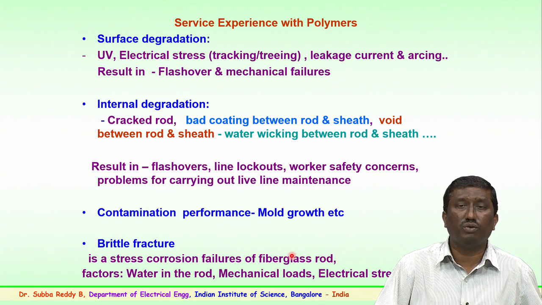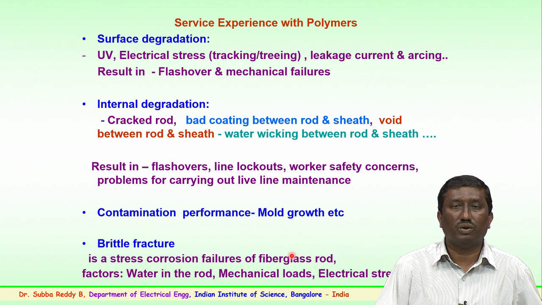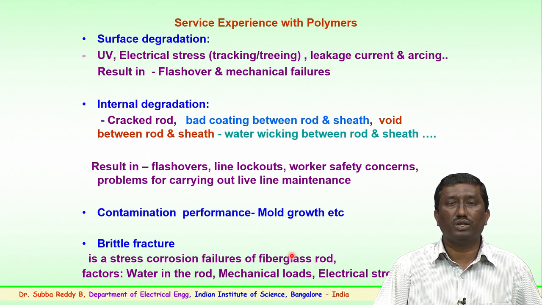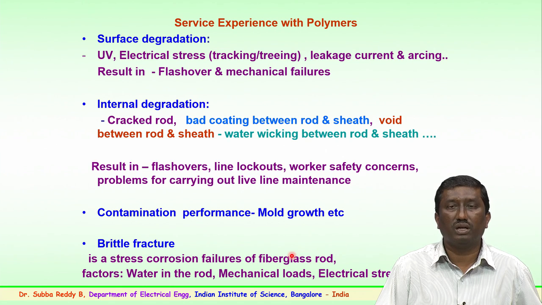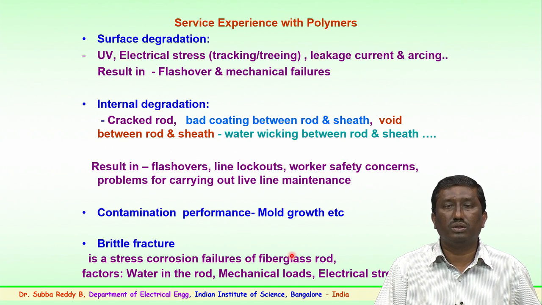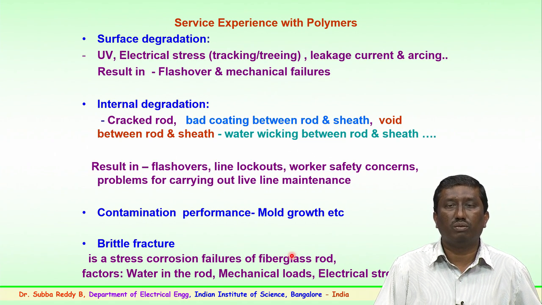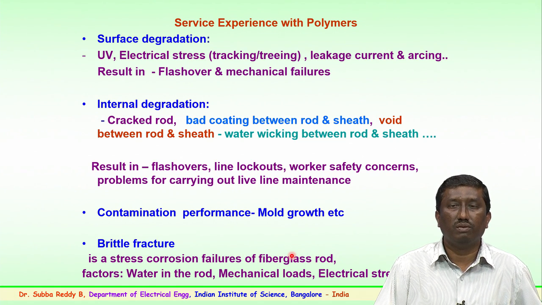And contamination performance. Initially, polymers are much better when compared to ceramic or porcelain for short term performance, but later on there are reports that mold growth has happened on the surface, and whether this mold growth is likely to create a problem with the insulator. A lot of studies have been carried out on these aspects. We will be looking into the failures related to this.